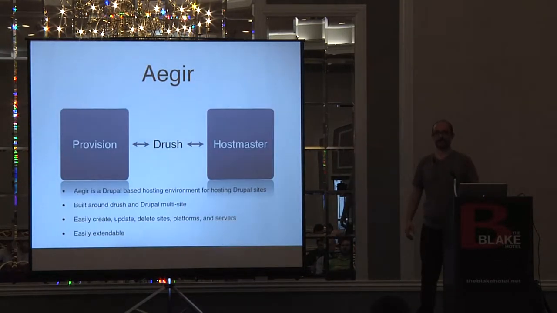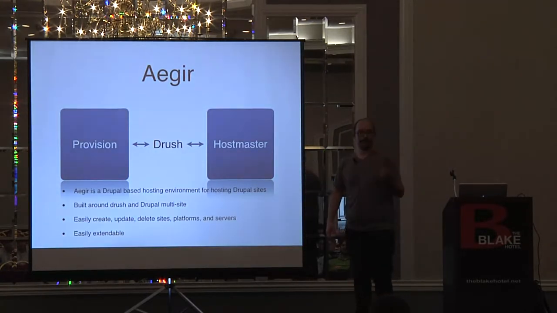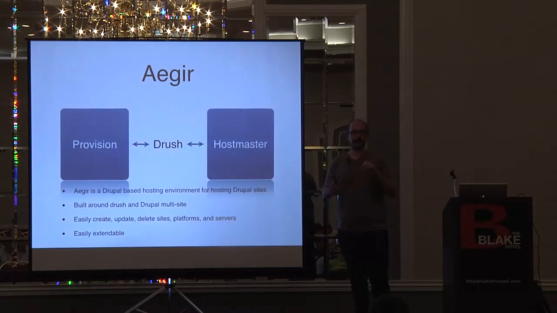So, Aegir. I don't know how many of you guys use this, but it is super cool. The basics of Aegir is two things. You have the back end and the front end. The back end is called provision. It is what handles all of the tasks: creating vhost files, managing where Apache does stuff, where your sites live, building stuff, all kinds of cool stuff. And you have Hostmaster, which is our front end, which is the Drupal side.